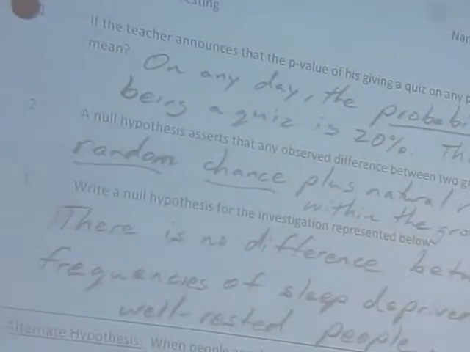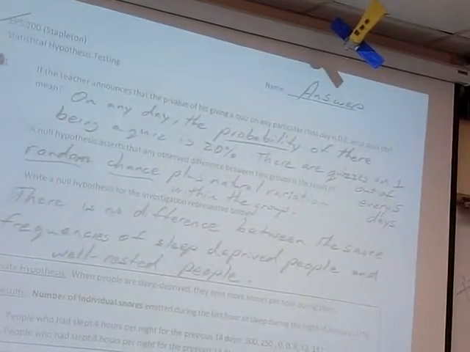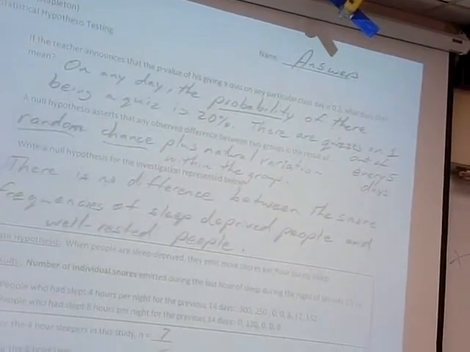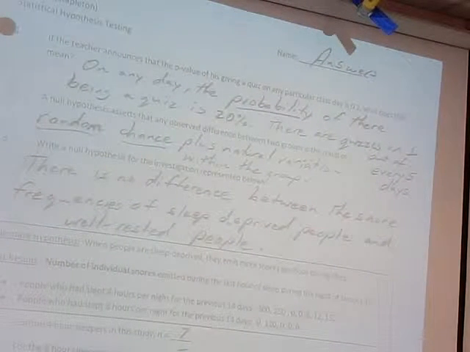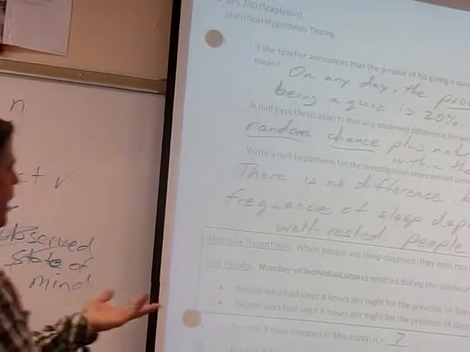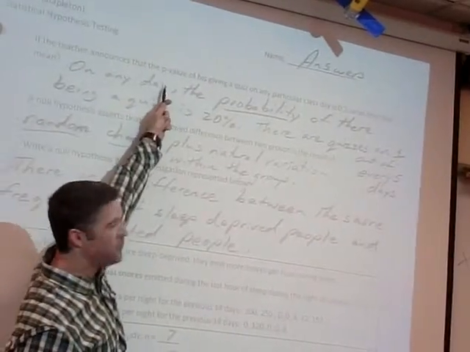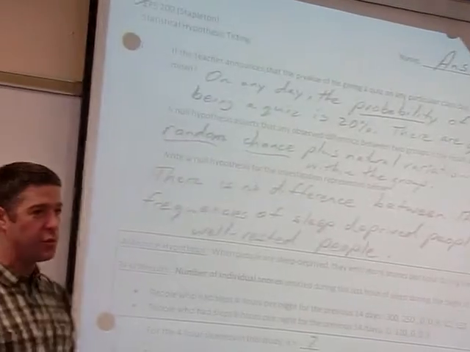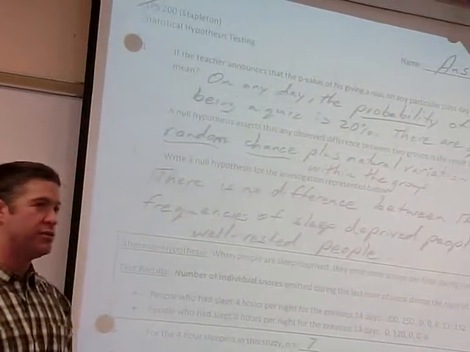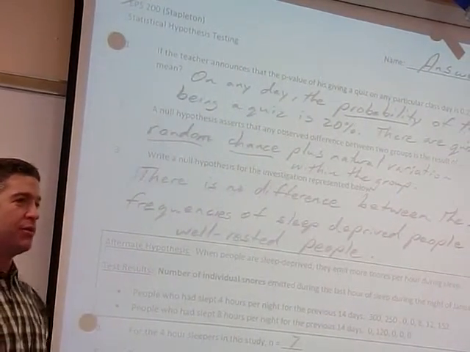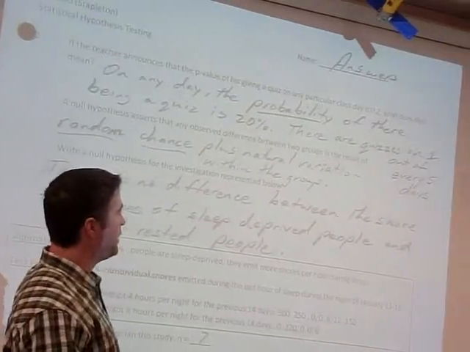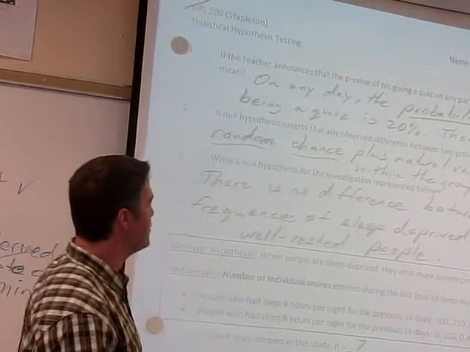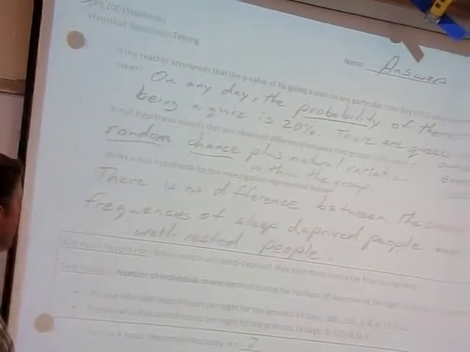All right. So question number 1 says, if the teacher announces that the p-value of his giving a quiz on any particular day is 0.2, what does that mean? It means a p-value is a probability value. That's what the p stands for. And the probability of him giving a test, if it's 0.2, that's a 20% probability. In other words, 2 out of every 10 days he would give a quiz. Or, simplifying the fraction, 1 out of every 5 days he would give a quiz. 20% chance of a quiz on any particular day.